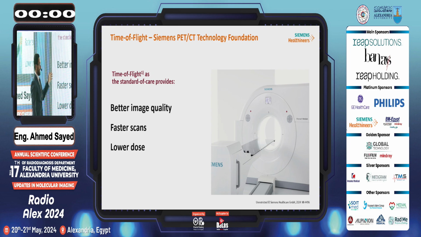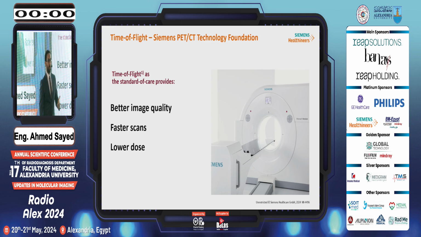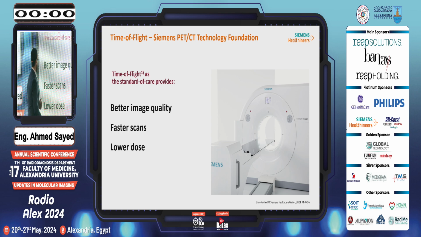I think these two factors are very important nowadays, because faster scans mean we can absorb a lot of patients per list, and for lower dose, FDG is not cheap nowadays. So if you reduce the patient dose, you can acquire a lot of patients per day.